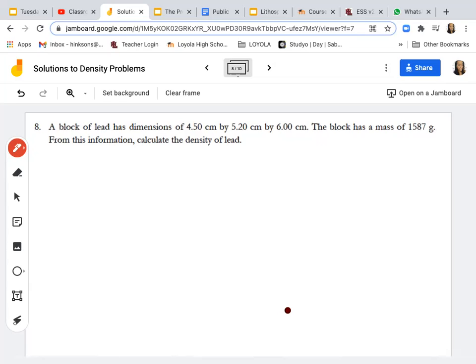A block of lead has dimensions of 4.50 centimeters by 5.20 centimeters by 6 centimeters. The block has a mass of 1,587 grams. From this information, calculate the density of lead. Okay, so Luca, first tell me what I have. What have they given me? Okay, so grams is what? A mass? Cool. So my mass is this.